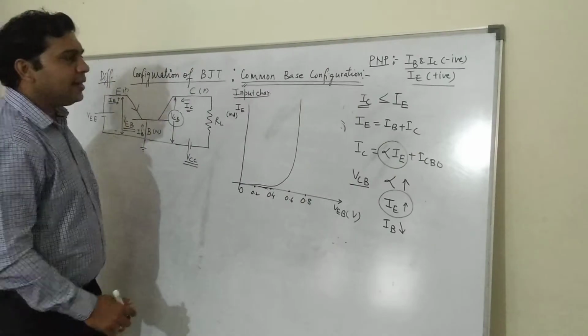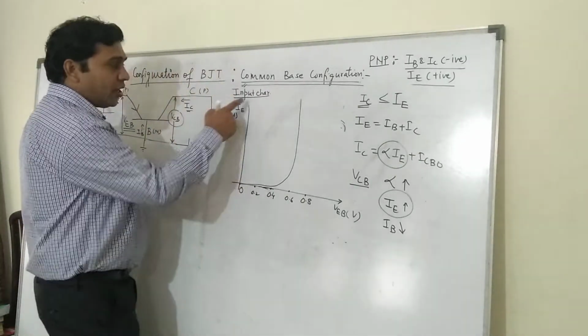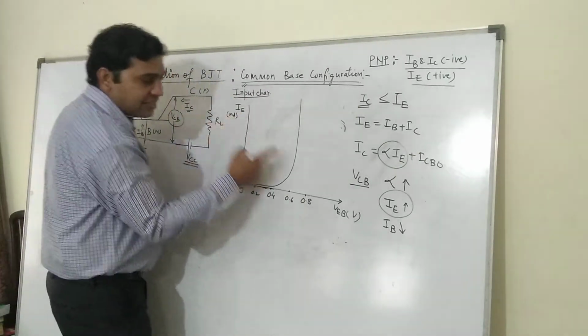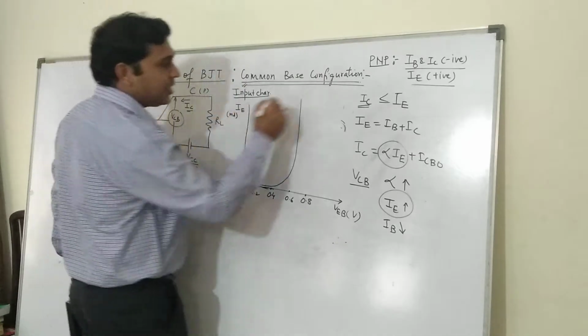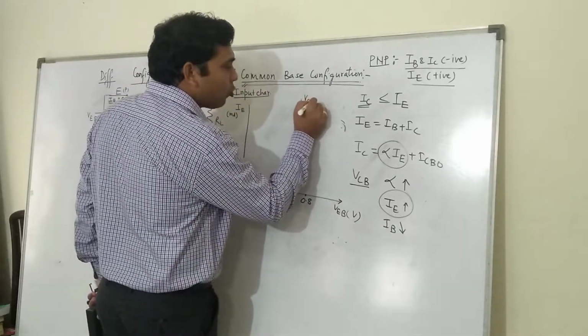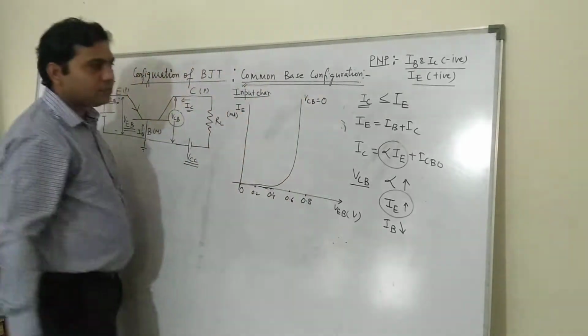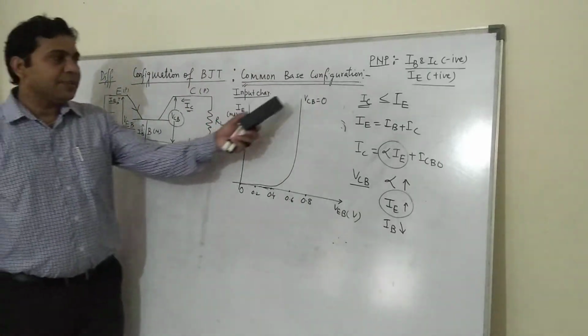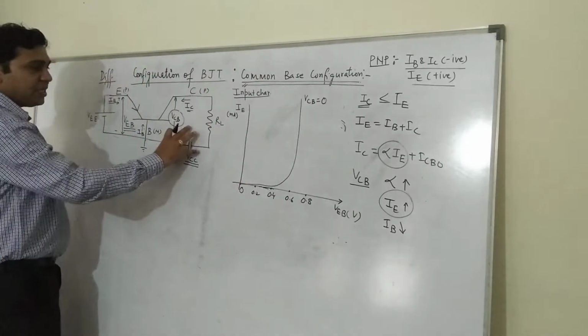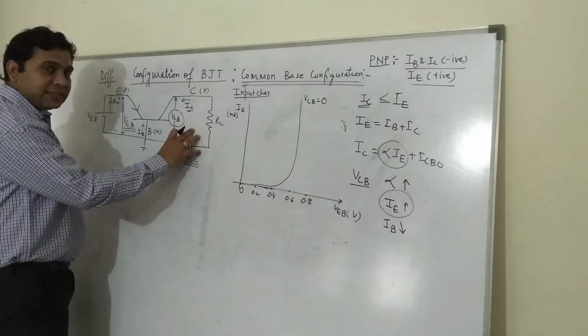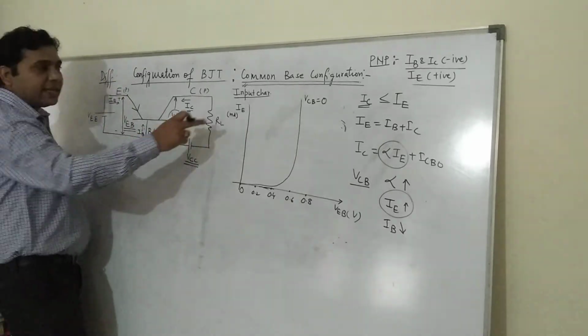Now I need to plot the input characteristics, IE versus VEB at constant VCB. Let's say here VCB is equal to 0. When I kept this VCB at 0, let's say this is the characteristic.